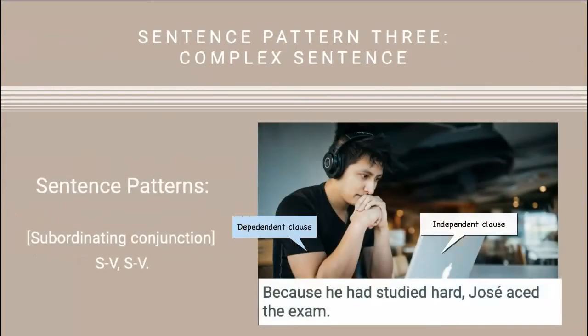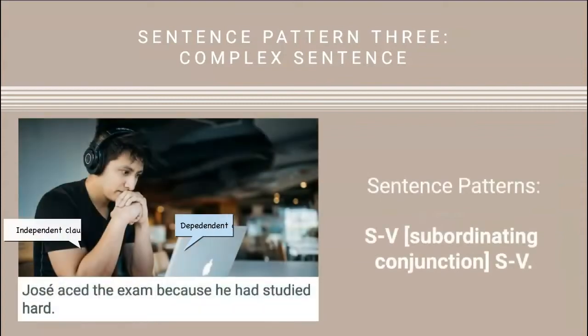Because he had studied hard, Jose aced the exam. Jose aced the exam because he had studied hard. Note, in this example, a comma is not used since the dependent clause follows the independent clause.